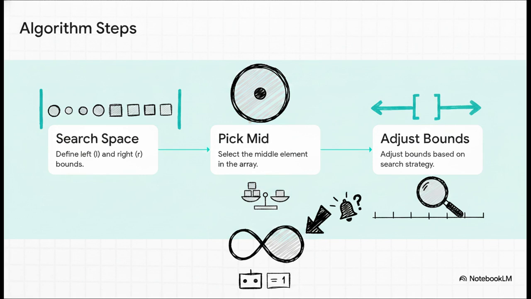Let's say you have exactly 2 elements left, like indices 0 and 1. If you pick 0 as your middle element and your logic tells you to set your left bound equal to mid, well, your left bound becomes 0 again. You get stuck in an infinite loop, just testing 0 over and over. Mastering binary search means being hyper-aware of this one crucial detail, how your middle element rounds down or up.